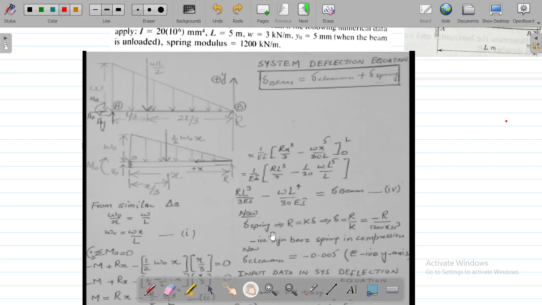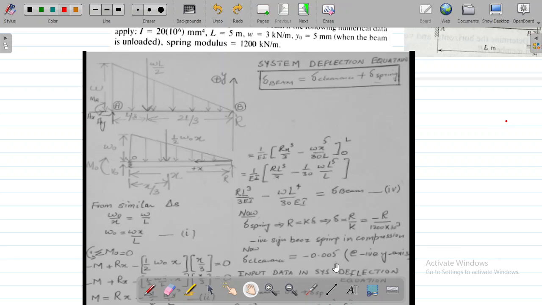So deflection because of the spring can be calculated as F equals K delta. Here it is R equals K delta. So deflection comes out equal to R upon K. But remember, we are putting a minus sign here, a negative sign, because when the beam bends, it will basically compress the spring. So we put a negative sign. The clearance's value is 0.005 of a meter.